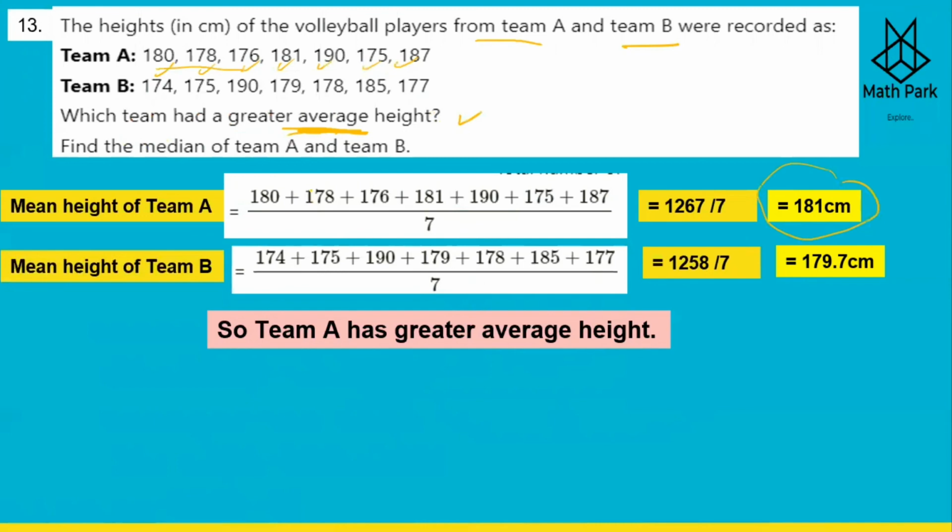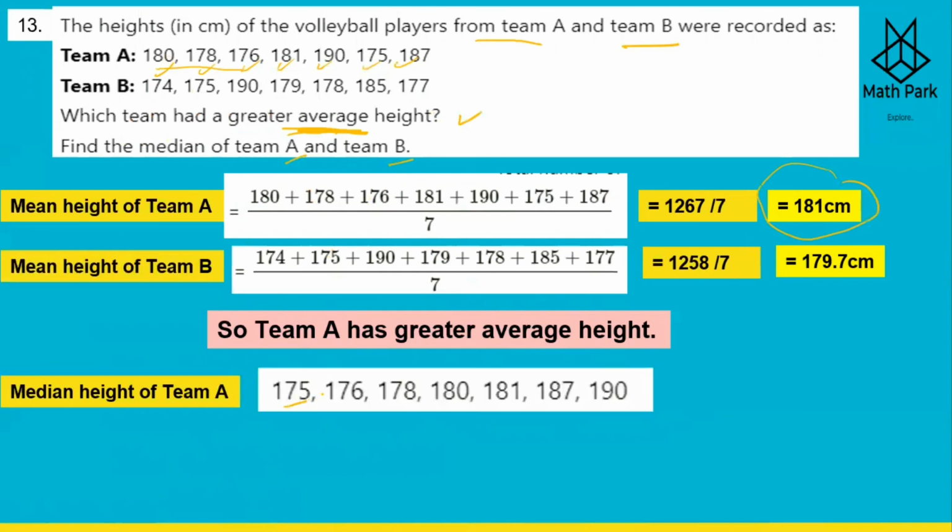To find the median, we need to arrange the data in the ascending order. So finding the median height of team A, the heights arranged in the ascending order are this. Now, here you can see that number of observations are 7. So 7 plus 1 upon 2, odd. So it is 7 plus 1 upon 2, that is fourth observation, 8 by 2. Fourth observation is going to be median, 1, 2, 3, 4. So your median is going to be 180 centimeter.